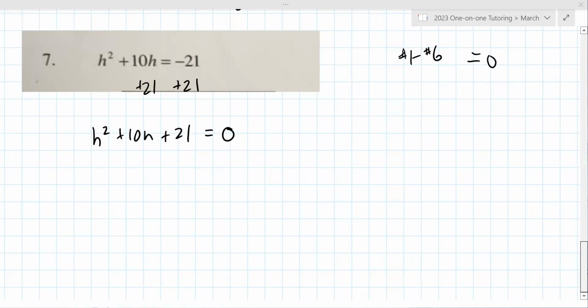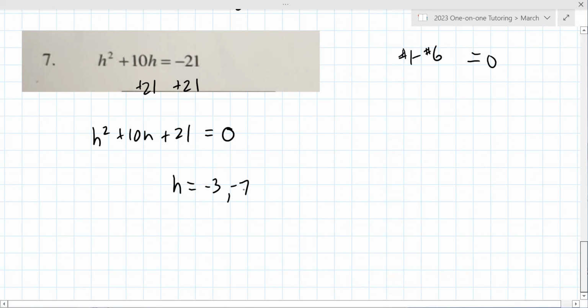I got h equals -3 and h equals -7. Yes, -7. Very good. Okay, so I feel like you got those down, which is great. All right, so on to some new stuff. We'll look at number 8 together here.